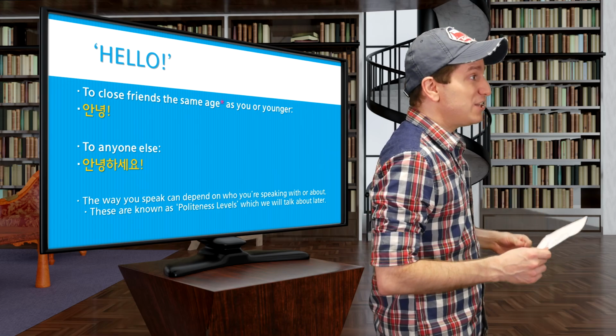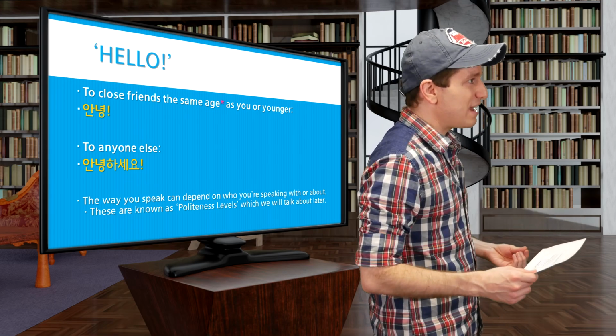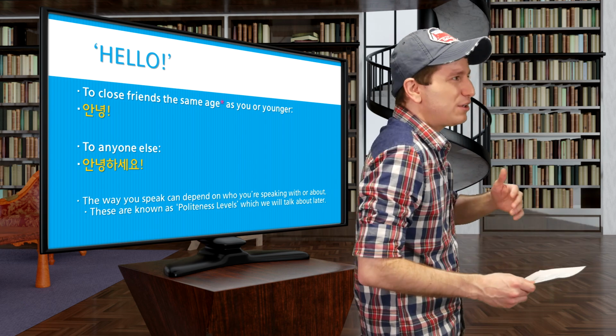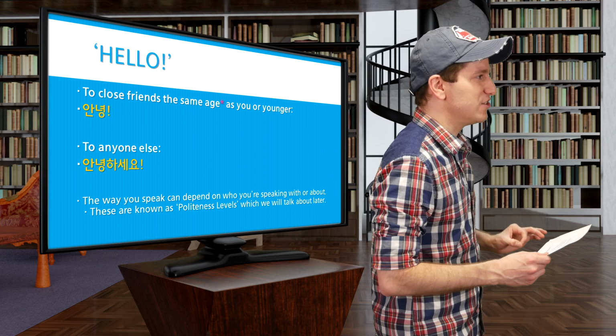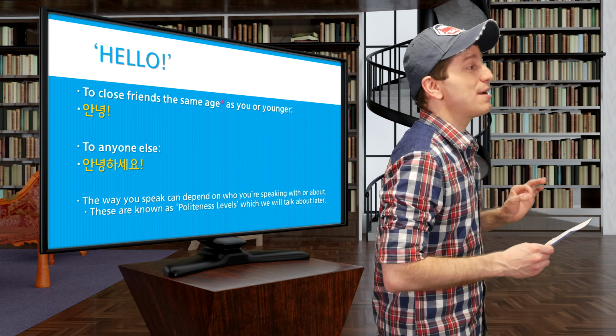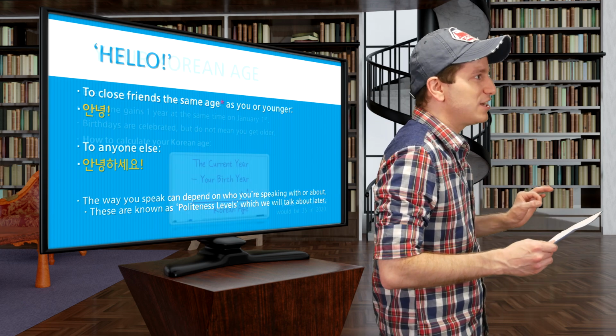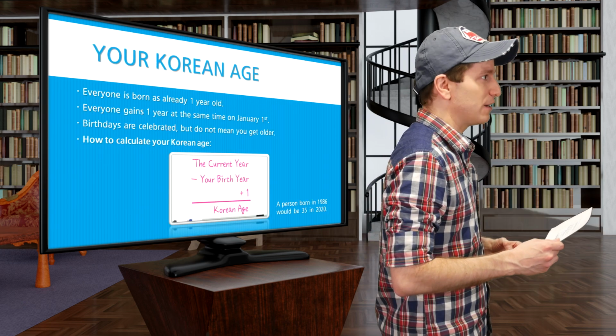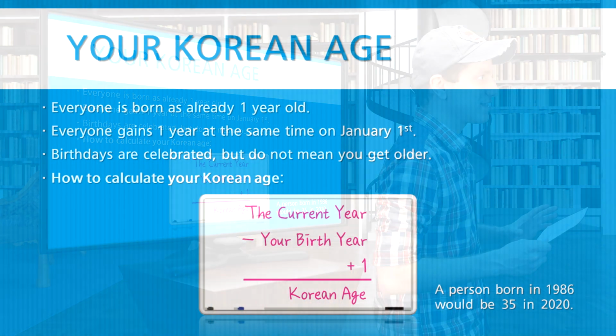So, when I said that you can say 안녕 to close friends or people you're friendly with who are the same age as you or younger, I put a little asterisk next to age. That's because when I say age, I'm not talking about regular age that you're familiar with. I'm talking about Korean age, which is a little bit different. Here's how Korean age works.